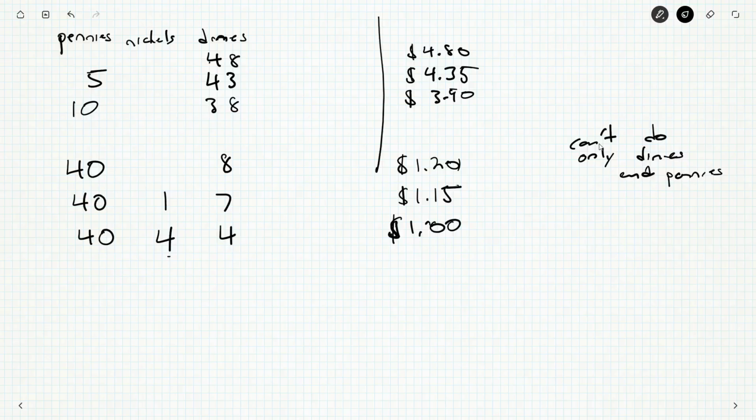Because 4 nickels would be 20 cents plus 40 cents for the dimes plus 40 cents for the pennies. That would be 100 cents or $1. So it is possible to do it with pennies, nickels, and dimes. Interesting. So we've got 2 ways to do it, and 1 way that actually won't work. Now, something that's puzzling my brain, is there another way to do it with pennies, nickels, and dimes?